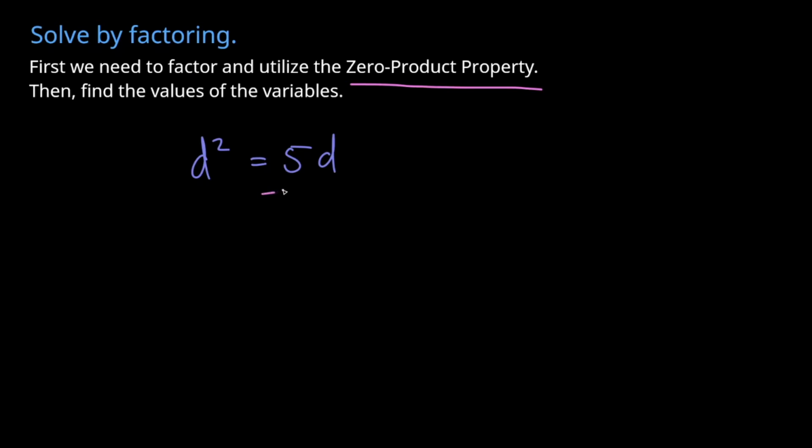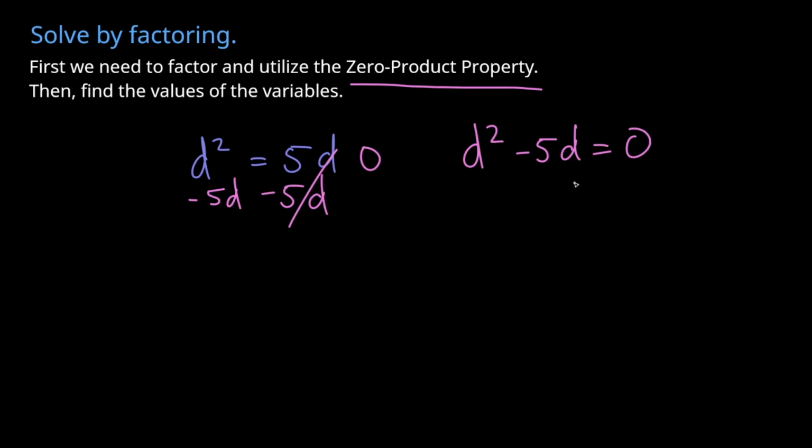So when we do that, if we subtract 5d, that becomes 0. And then we'll subtract 5d from this side. We'll write it over here. We have d squared minus 5d equals 0. So let's see, we need to factor this out.